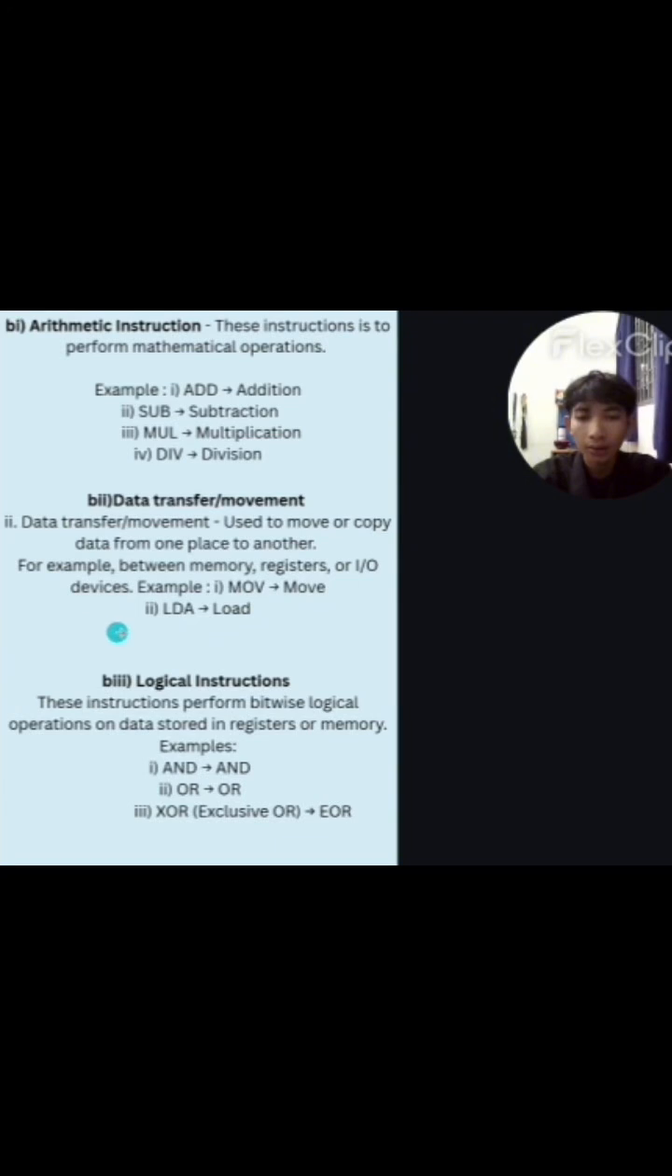Question B3, logical instruction. This instruction performs bitwise logical operations on data stored in a register or memory, for example logic AND, logic OR, and logic exclusive OR.